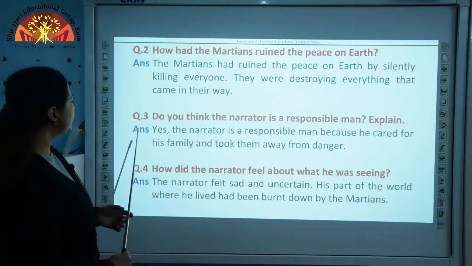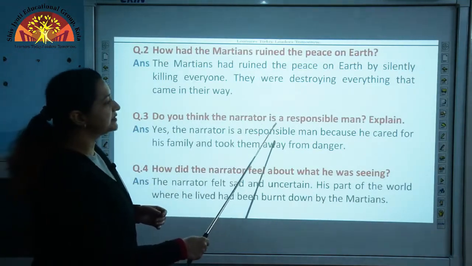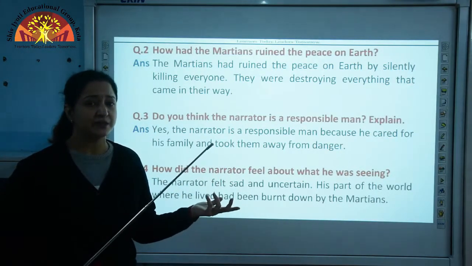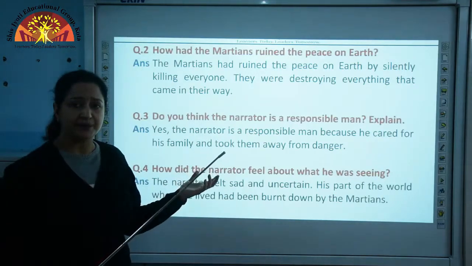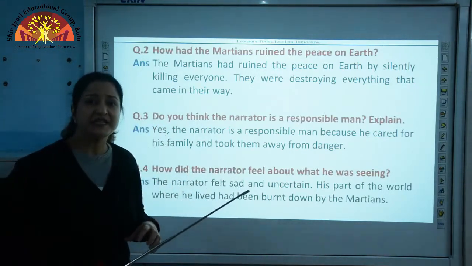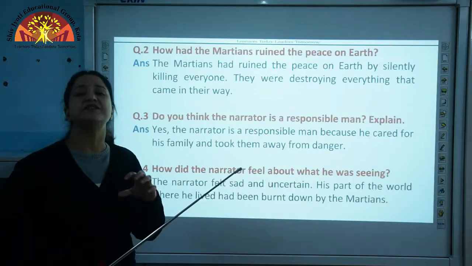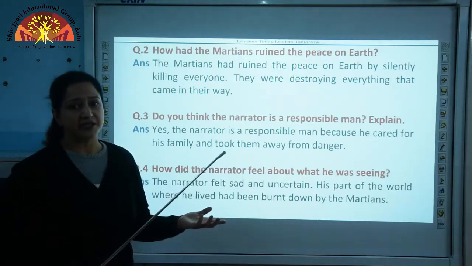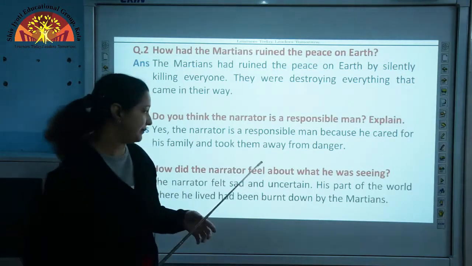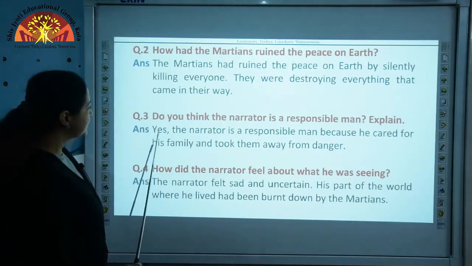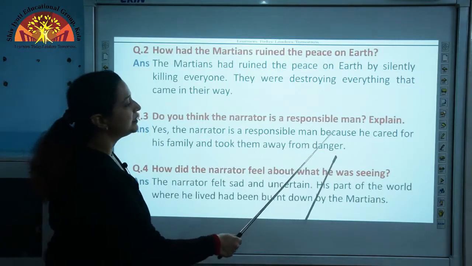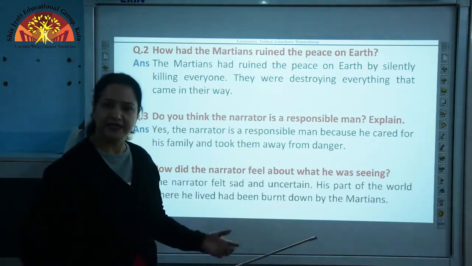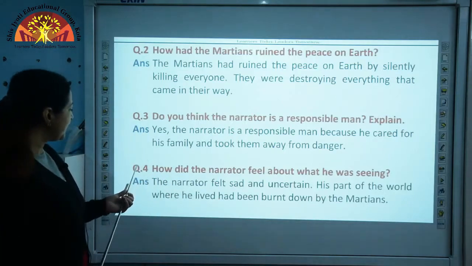Question number 3. Do you think the narrator is a responsible man? Explain. Yes, the narrator was a very responsible man. This also we have read in the chapter, because as a priority after the attack, he shifted his family to a safer place, and because of this we can say that the narrator was a very responsible and caring man. So the answer is yes, the narrator is a responsible man because he cared for his family and took them away from danger.